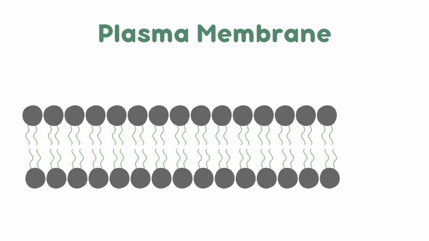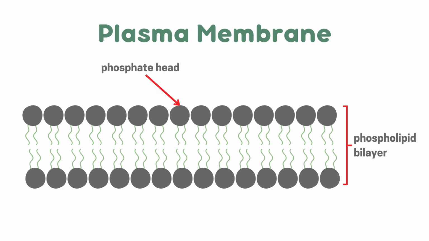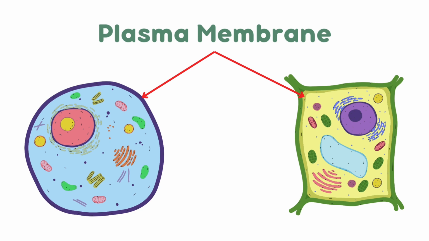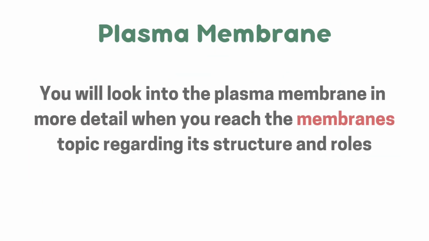Now here's a visual representation of the plasma membrane. Again, don't worry too much about this until you're on the topic regarding membranes. It forms a phospholipid bilayer, which is made from phosphate heads attached to fatty acid tails. The phosphate heads face outwards and the fatty acid tails face inwards. Here is the plasma membrane on an animal cell and on a plant cell. It's important to recognise that the plasma membrane on a plant cell is the inside layer, not the outside. You will look into the plasma membrane in more detail when you reach the membranes topic regarding its structure and roles. And now on to the nucleus.